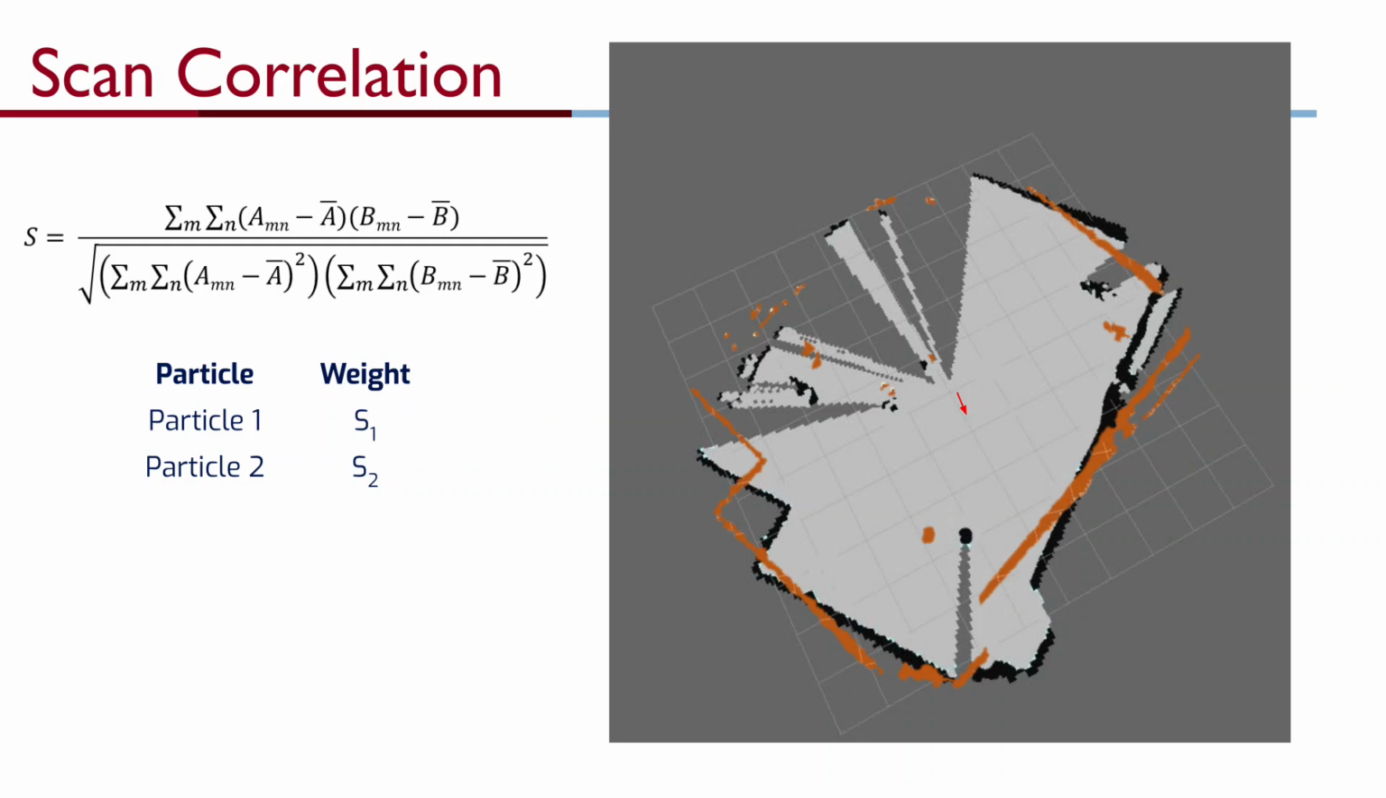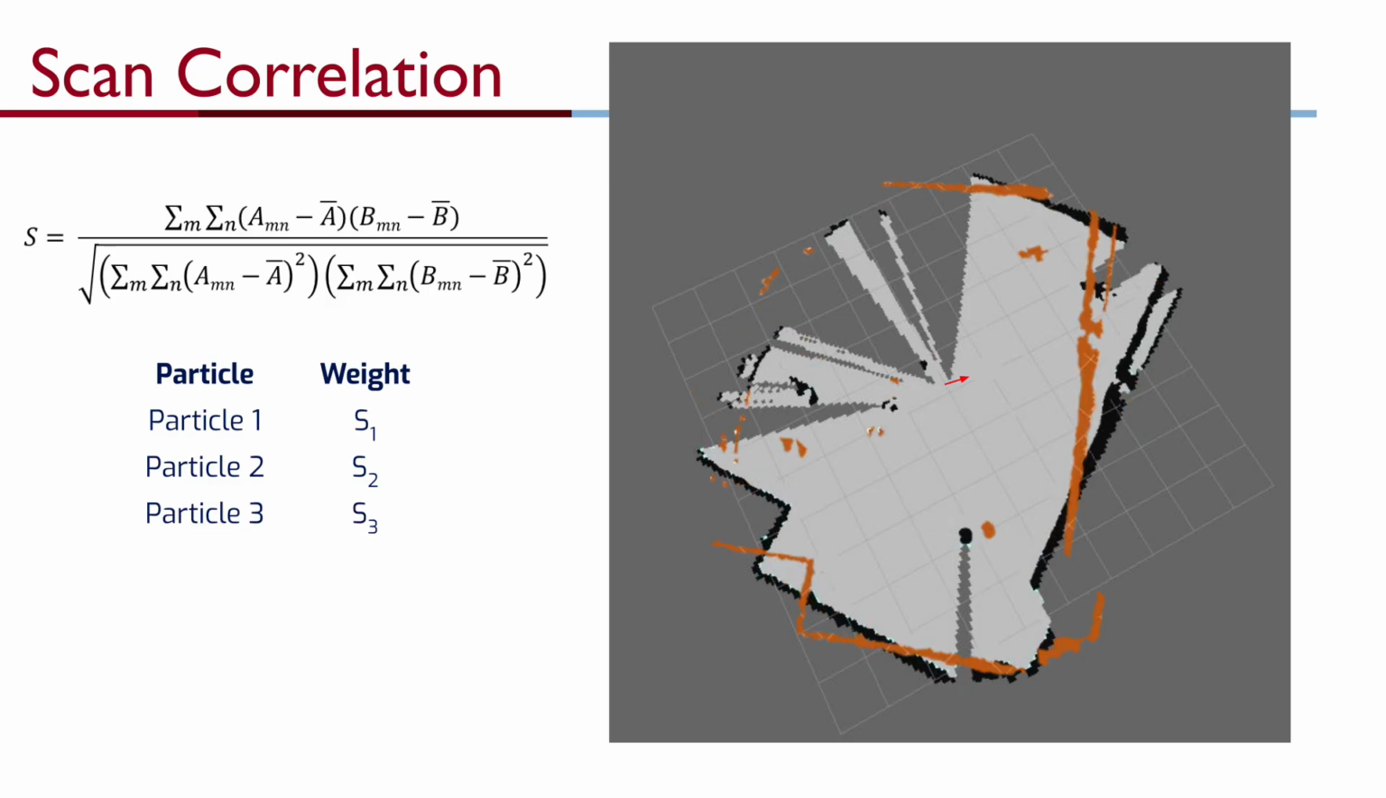Here, we compute the correlation score for the second particle. Just like before, we align the scan according to this particle's pose and measure how well it matches the map. This produces the score S2. Now we can start comparing particles. A higher score means the particle's pose fits the environment better.